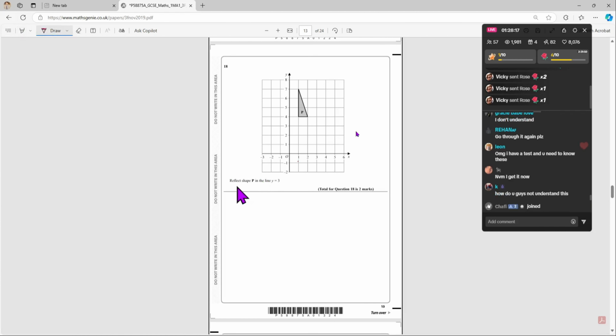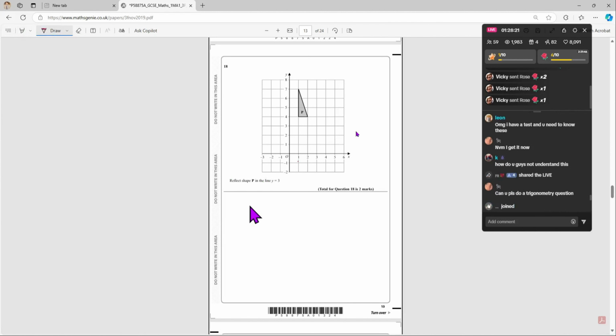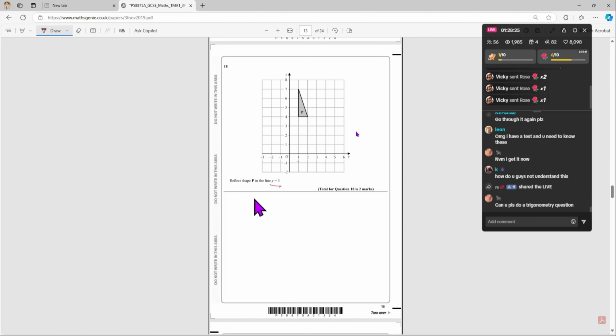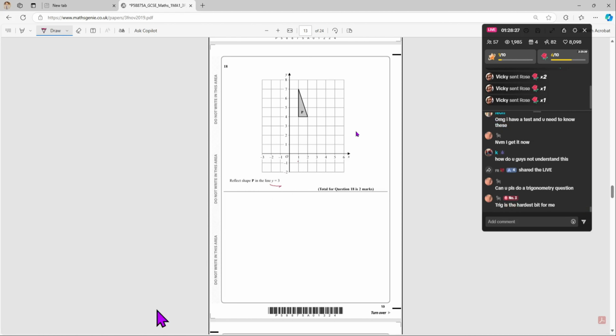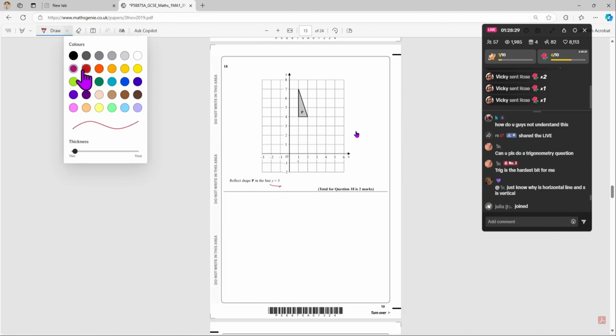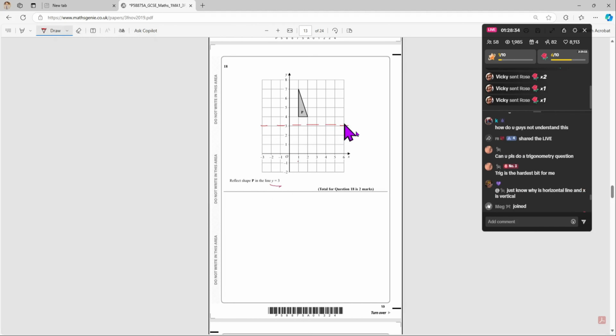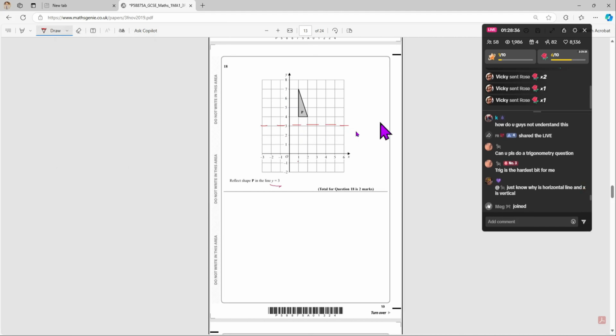So we have to reflect the shape P in the line y is equal to 3. We know that the mirror line is y is equal to 3. So we have to draw the mirror line first. The mirror line is this one right there. Because y is equal to 3, I just draw the line, okay?